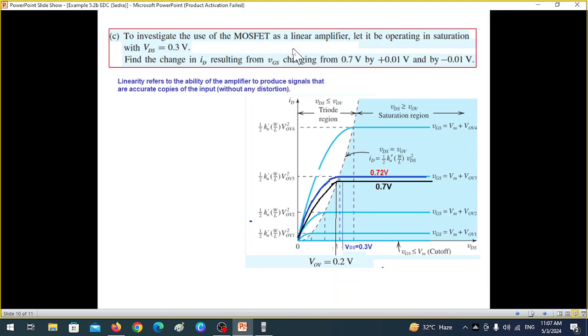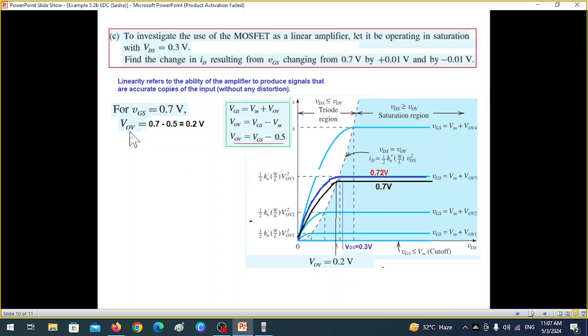Now, it's talking about a linear amplifier. So briefly, linearity refers to the ability of the amplifier to produce signals that are accurate copies of the input, that is without any distortion. Now for VGS 0.7 volt, just for my idea, I have plotted a line here. This was the line we had assumed to be 0.72. So 0.7 will be slightly lower than this.